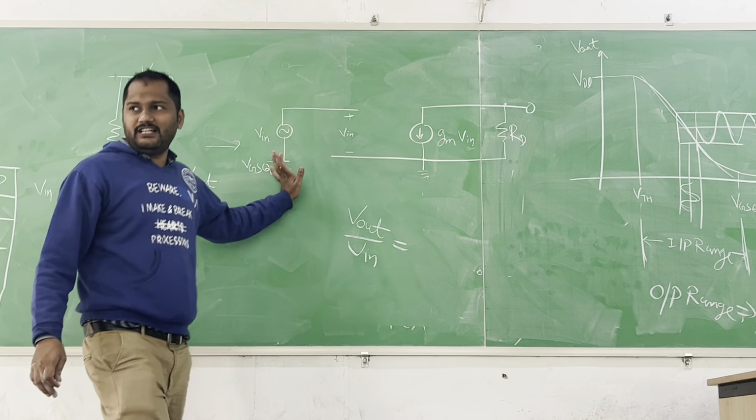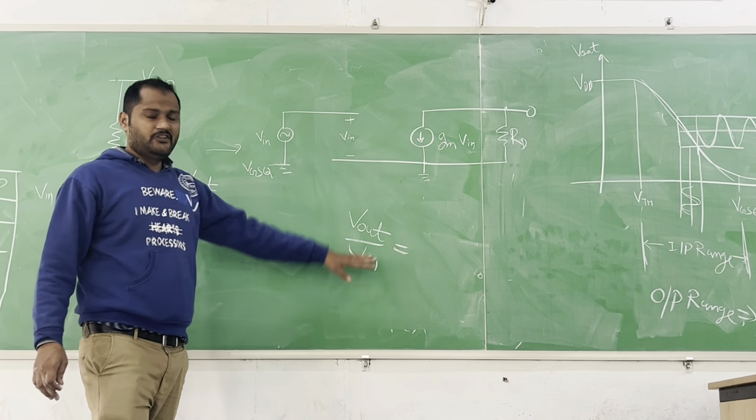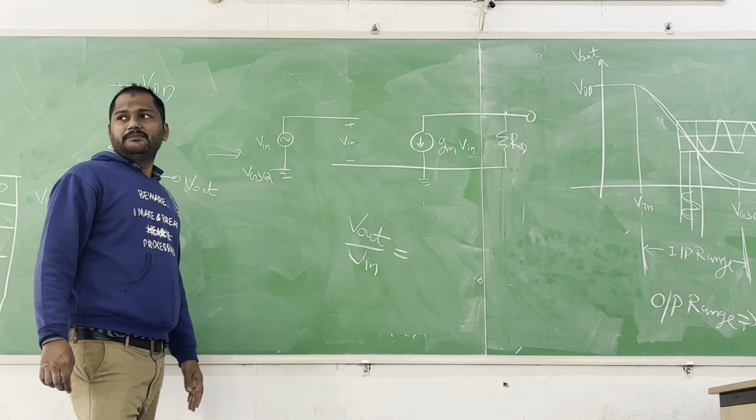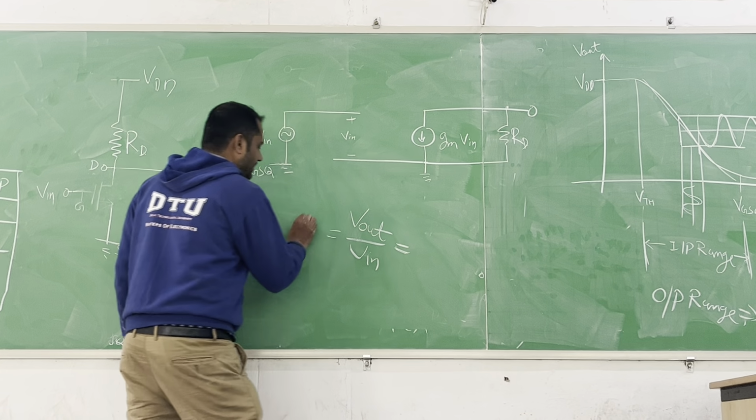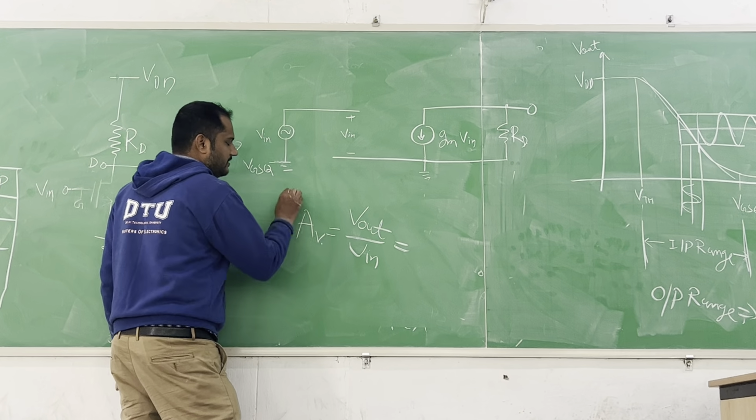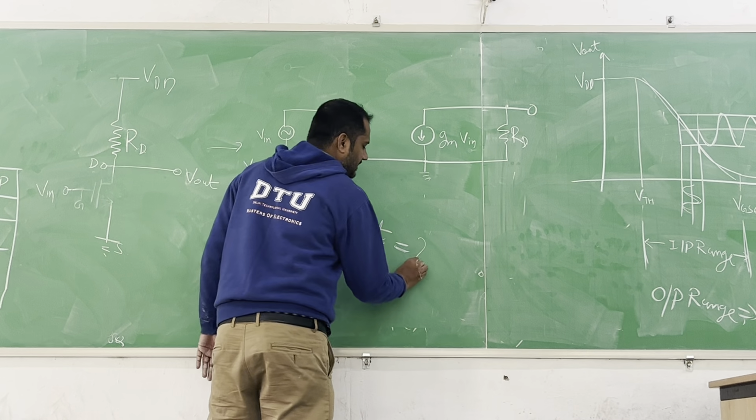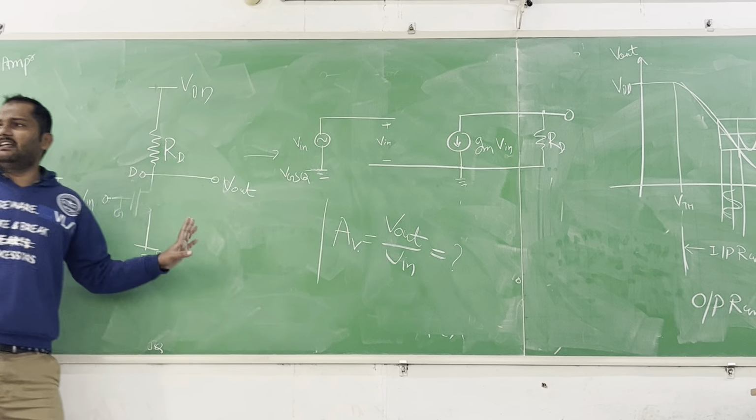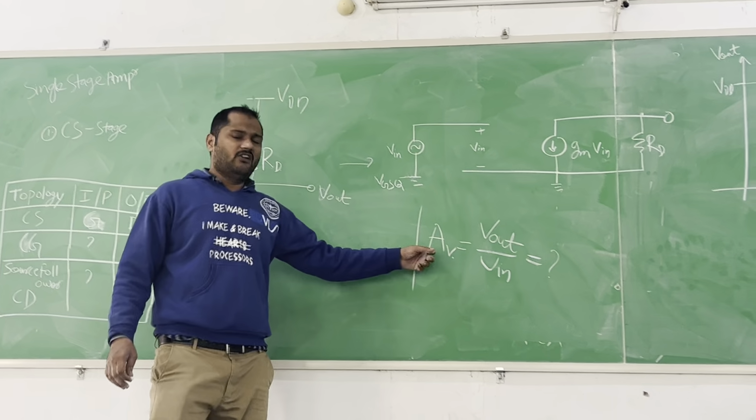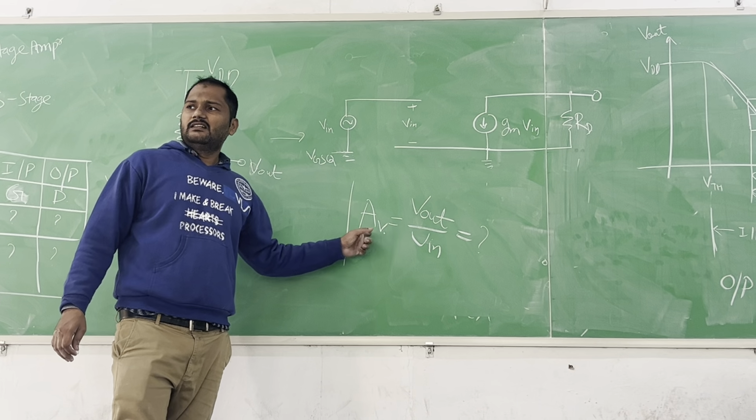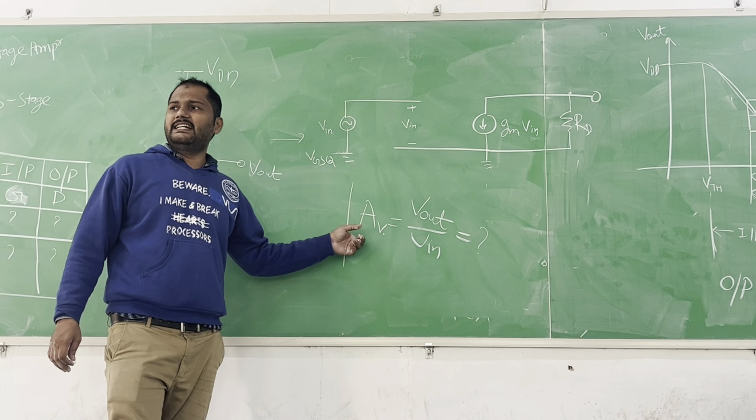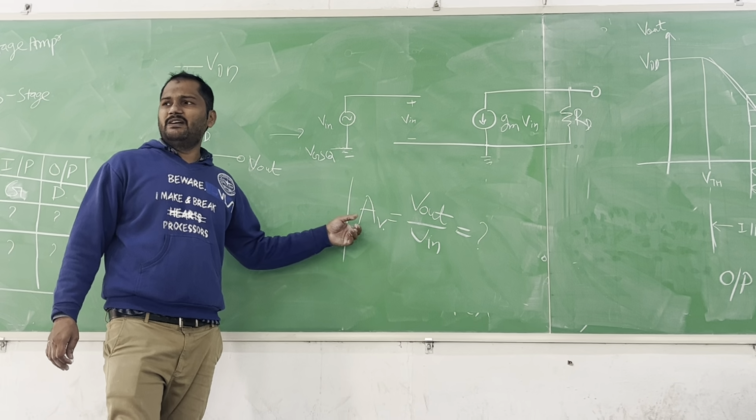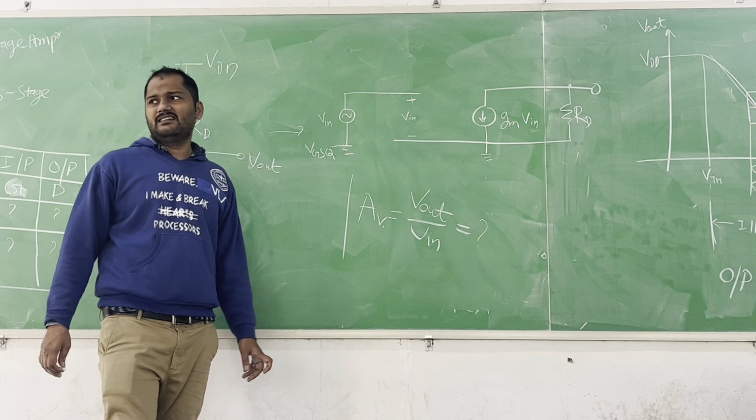This small signal model is clear now. You need to find out Vout upon Vin, and this will be called AV, the voltage gain. This you need to find out. For every amplifier we will do it like this. We will always find out the AV. This is our aim, our objective, to study the amplifier: how much gain it is providing to us. Okay? Clear.